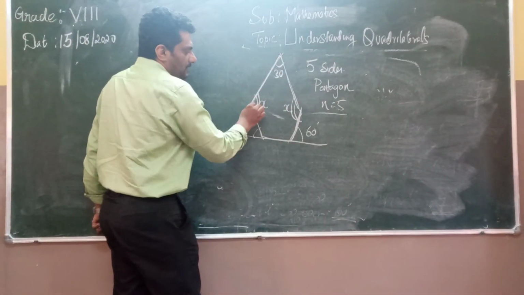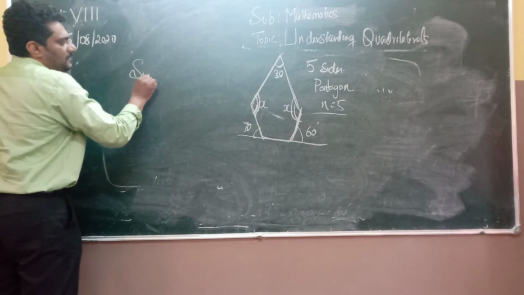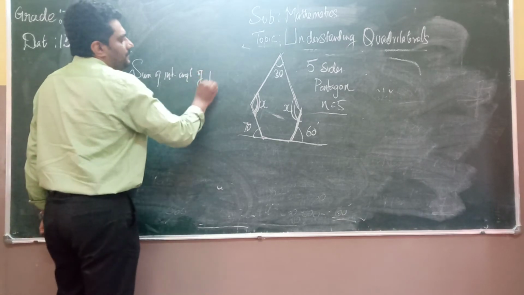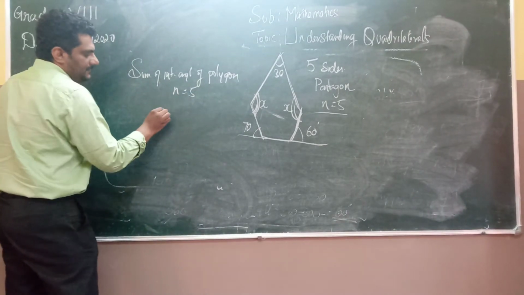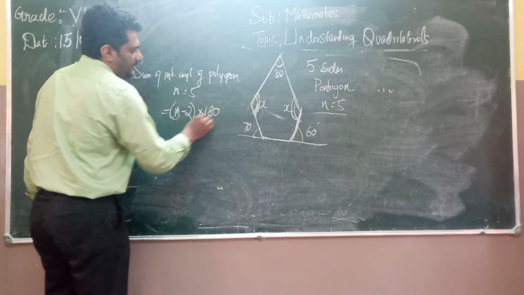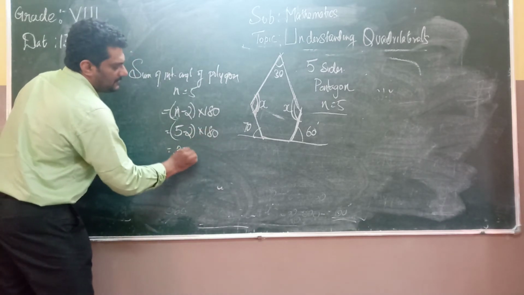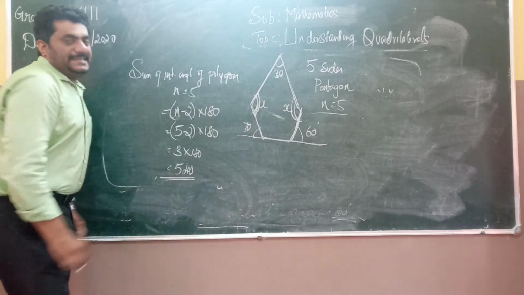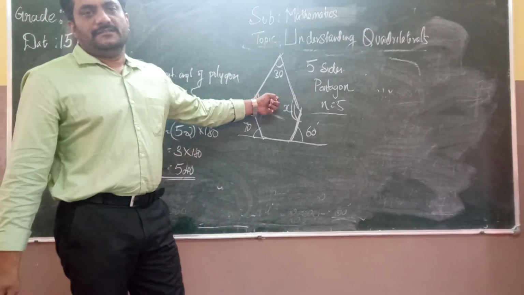First, you have to check the sum of the angles of a pentagon. So, the formula is the sum of interior angles of a polygon. For n is equal to 5, it is n minus 2 into 180, which is 5 minus 2 into 180, which is 3 into 180, which is 540. So the sum of the interior angles of the pentagon is 540. Using this, we have to get the following angle.